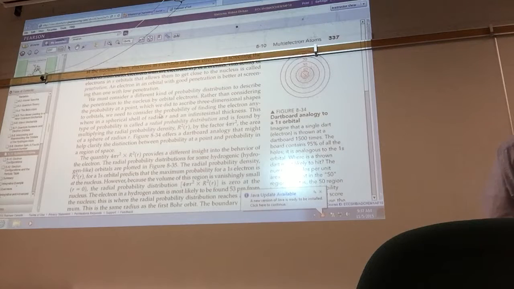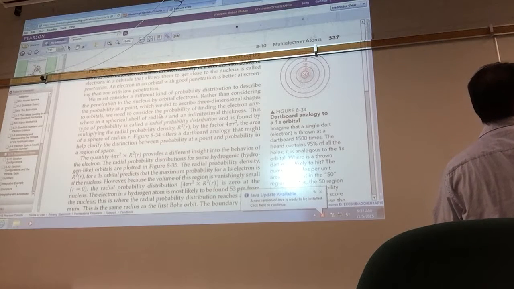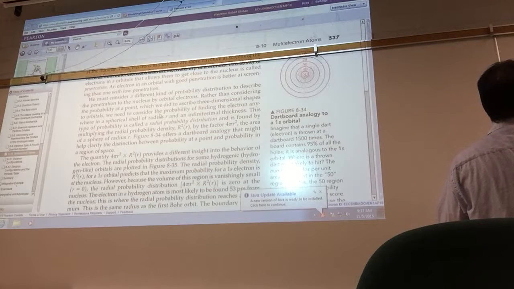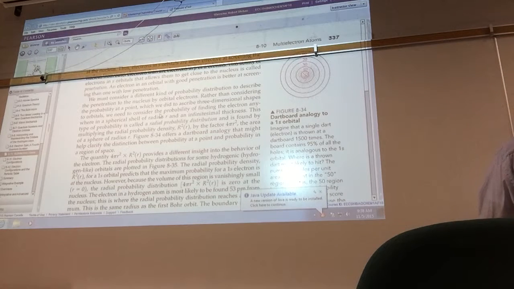This blue line is called a radial distribution function. There are other names for it as well, or RDF. If we look at the radial distribution function, it's going to show us the most probable distance that the electron is going to be. And for the 1s orbital, the most probable distance here turns out to be 53 picometers, the same as the Bohr orbit. And so this is the effective distance for the 1s orbital here.